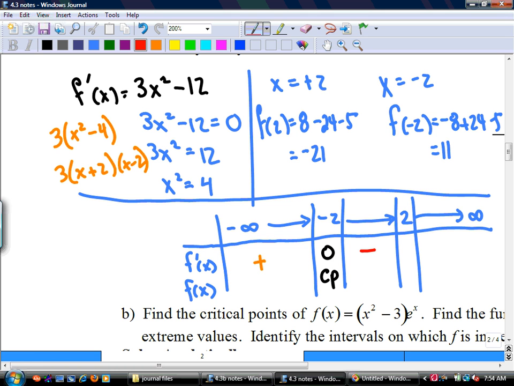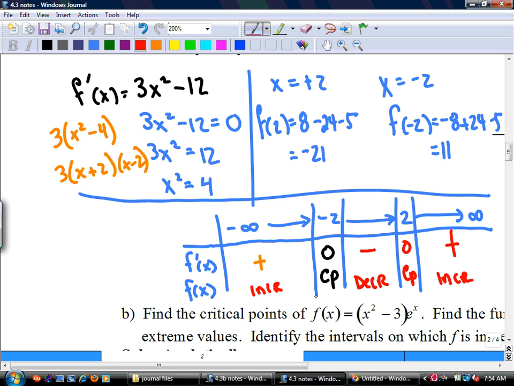Pick a number between 2 and infinity. Square root of 23. Yeah, I know. 5. 5 times 5 is 25. Times 3 is 75. Minus 12 is positive. Or positive times a positive times a positive is a positive. So we got increasing, decreasing, increasing. You know that's 0, and that's a critical point.